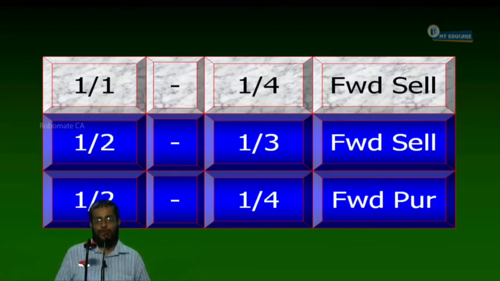12 to 14 forward purchase. 12 to 13 forward sell. 12 to 14 forward purchase. Can I proceed? Next. Situation 3.